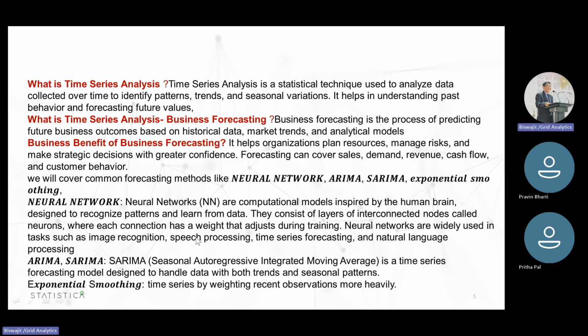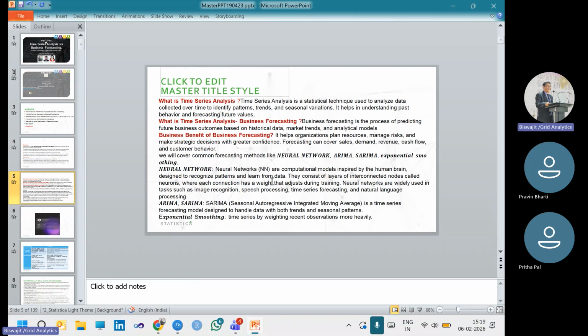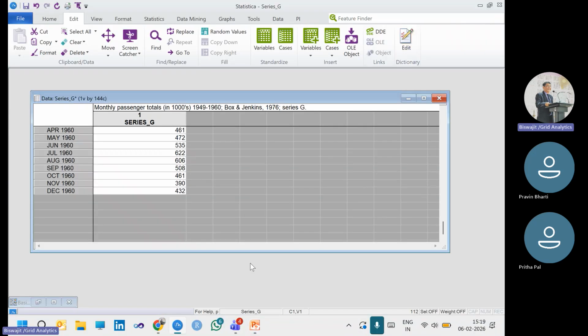ARIMA, SARIMA, right? SARIMA denotes seasonal auto-regressive integrated moving average, and ARIMA denotes auto-regressive integrated moving average. It's a time series forecasting model designed to handle data with both trends and seasonal patterns. Exponential smoothing weights recent observations more heavily. So this is what we are going to cover during the webinar, the methods or the techniques.